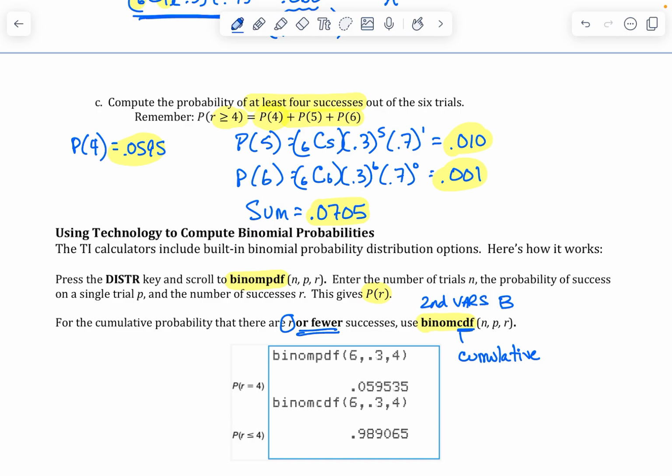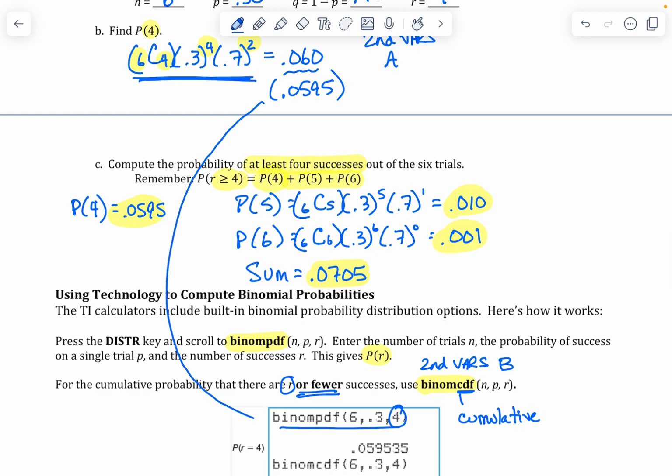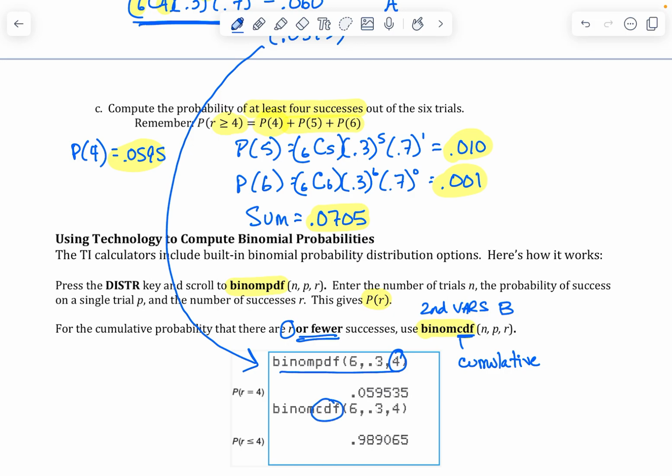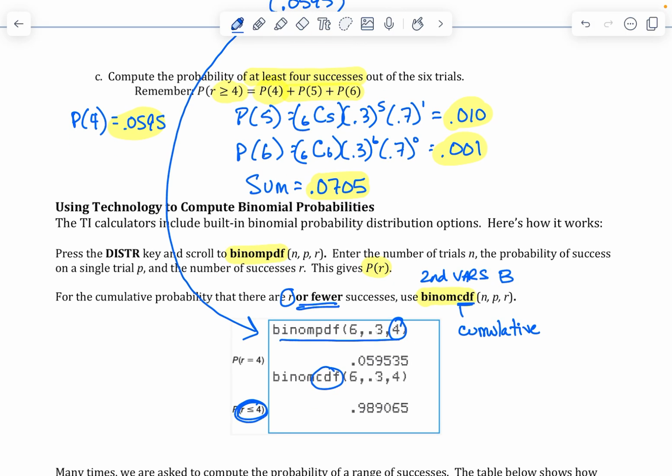All right? So again, here's a little screenshot of the binom PDF when you had exactly 4, right? That was this example up here, 0.0595, right? When R equaled 4. If you want CDF, this is the probability of 4 or less. So notice it's a much bigger probability, because this is the probability of 0 plus the probability of 1 plus the probability of 2 plus the probability of 3 plus the probability of 4, which is a lot more annoying if you do it by hand. So the CDF function allows you to do the calculator to find the answer.